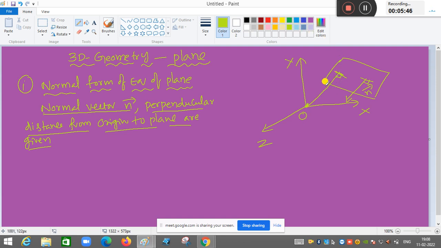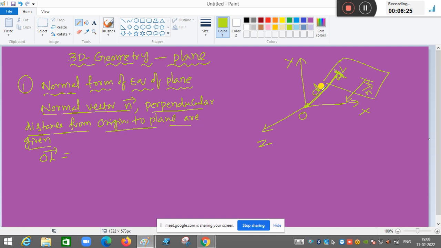See, perpendicular distance, so this is the perpendicular distance, that distance we take d. Perpendicular distance is d. From here to here, this point we take some L. OL is the perpendicular distance. Okay, right. Now see, we can write OL vector, OL bar. How to write OL bar?